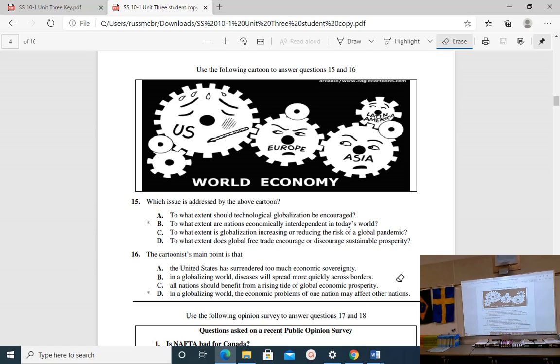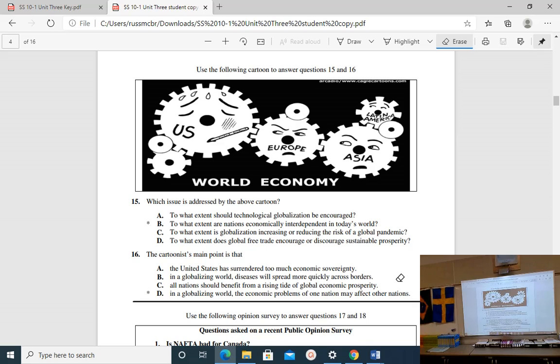To what extent is globalization increasing or reducing the risk of a global pandemic? Well, we see the idea of pandemics because they're sick. But what about the economy part? World economy is the title. So if it had said to what extent is economic globalization increasing the risk of pandemic, there might be a bigger pull to that. But is the sickness coming out of the US here in the world economy meant to be a literal sickness? Or is it a metaphorical economic sickness? Is it a recession, so it's an economic sickness, or is it COVID-19?